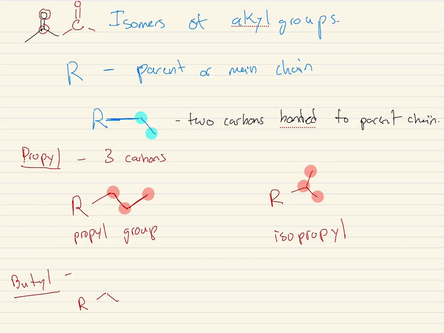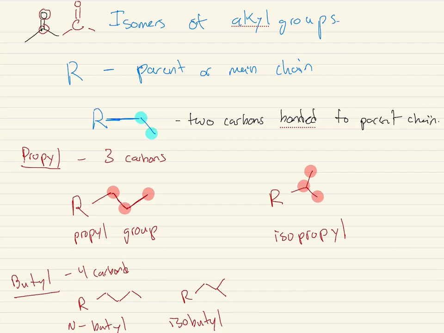Pentyl would be 5. This one will be 4, right? We'll have 4 carbons. So we have 1, 2, 3, 4 for a regular butyl group, and this is usually called n-butyl. Then we have 1, 2, 3. This one is called isobutyl.